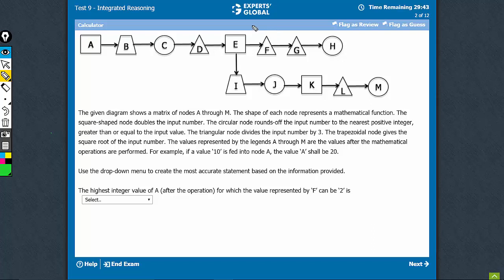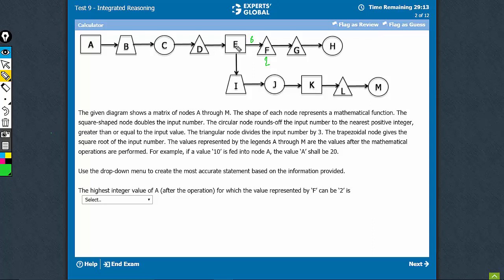The highest value for which f can be 2 has to be determined. So see, if f is 2, this is after the operation, so the output here must have been 6, right? It's explained here that the values represented by the legends are the values after the operation. So if this is 2, this is the output value after the original value was divided by 3. So the input value must have been 6.